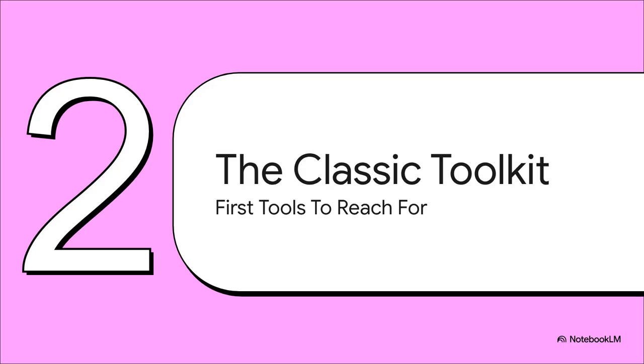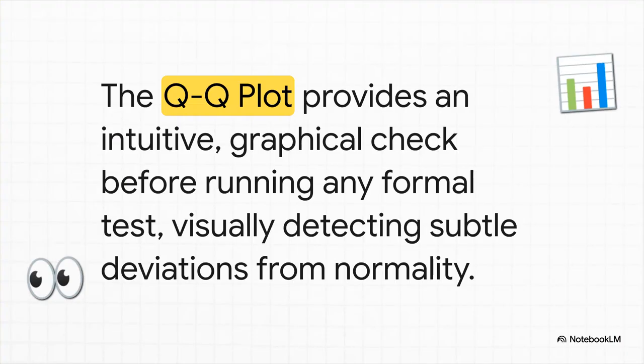All right, let's open up that toolbox and look at the classics, the first tools that pretty much everyone reaches for. Before you even think about crunching a single number, you've got to do one thing first. Just look at your data. And the best way to do that is with something called a QQ plot. Think of it as a simple but powerful eye test for your data set. It lets you visually check if your data points are lining up nicely with where they should be in a perfect normal distribution. Honestly, your eyes can catch problems that a purely numerical test might miss entirely.